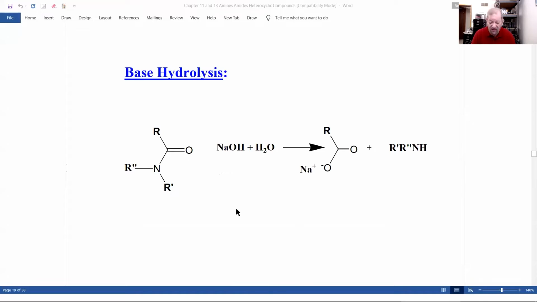Now, on last Wednesday, I went through and did examples of this reaction. Remember, this is an amide, and if you react it with sodium hydroxide and water, what do you get? You get the carboxylate anion of the carboxylic acid you would have used to make that amide, plus the amine you would have used to make that amide. Remember, R prime and R double prime can be hydrogen.